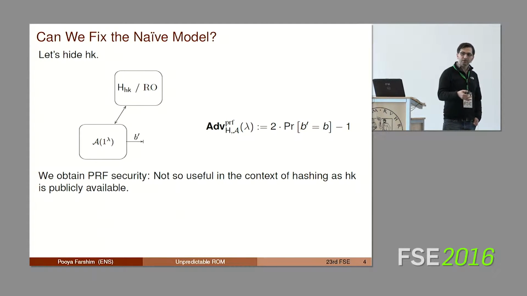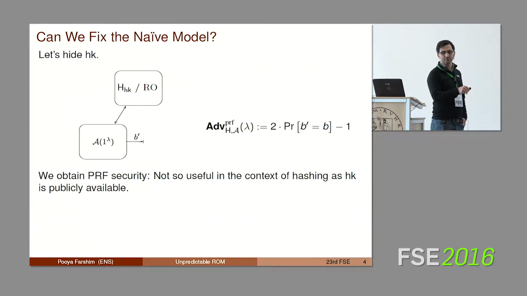So you say, okay, let's then hide the hash key. If we hide the hash key, then we might get something which is instantiable in the standard model. So if you hide the hash key, we end up in a setting where the adversary gets only the security parameter. But if you hide the hash key, you actually end up with a notion called PRF security. But this is not so useful in the context of hashing because the hash key is often publicly available.